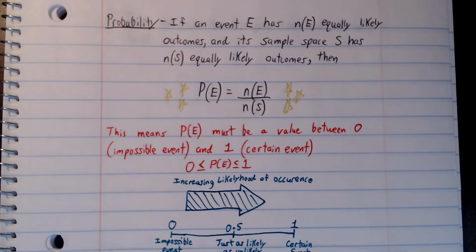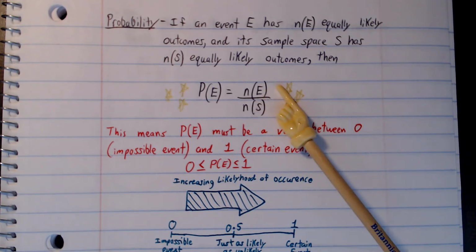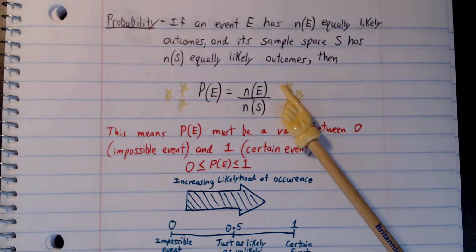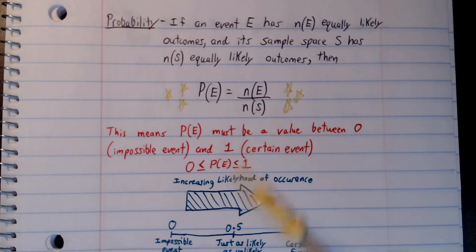Anyways, probability. If an event E has n(E) equally likely outcomes and its sample space S has n(S) equally likely outcomes, then the probability of event E happening would be the number of outcomes over the sample space. It's actually pretty cool. So we're going to look at that in a little more detail.